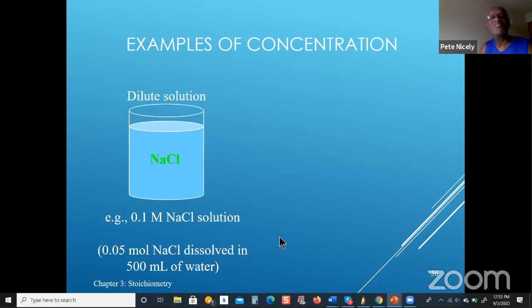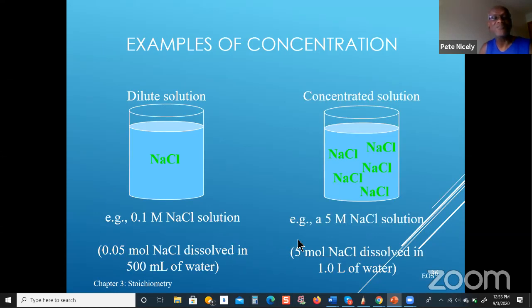So just to give you some examples of concentration, here we have two solutions of sodium chloride. This one is a 0.1 M solution of sodium chloride, and this was made as a result of dissolving 0.05 moles of sodium chloride in 500 mL of, and this should be solution, not water, but solution. All right, I'm going to explain why shortly. So please make a note of that. This should be 500 mL of solution. All right, so that's your 0.1 M sodium chloride solution. Over here, we have our 5 molar sodium chloride solution, which is made by dissolving 5 moles of sodium chloride in 1 liter of, again, this should be solution, all right?